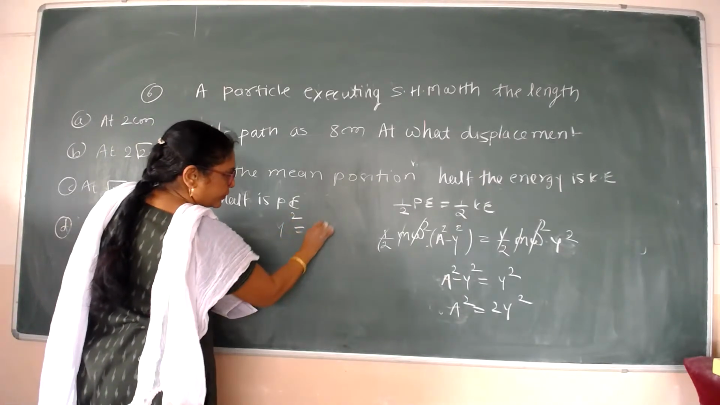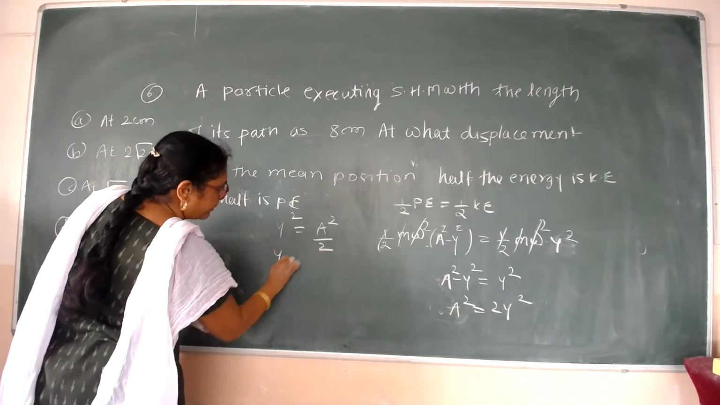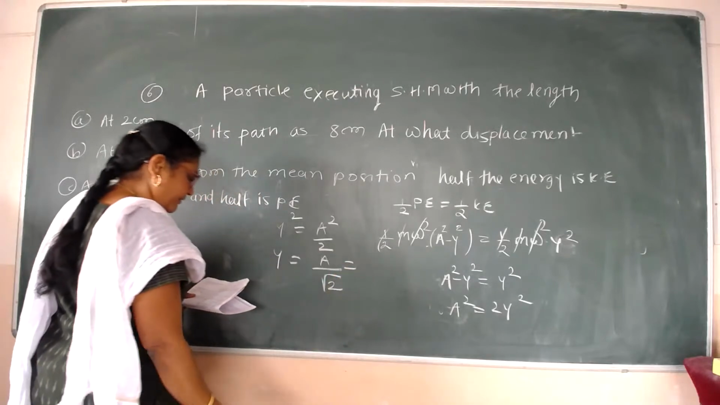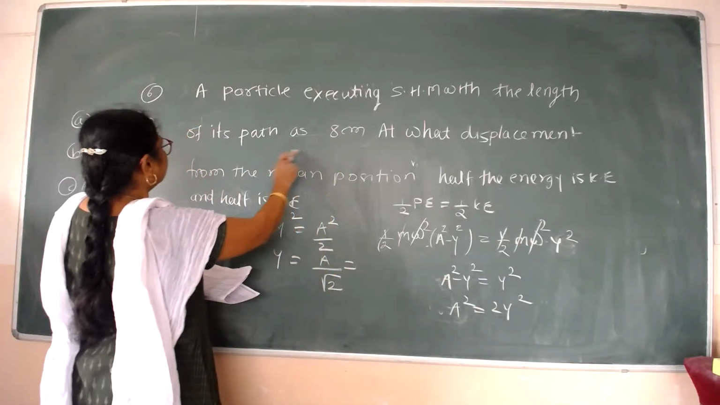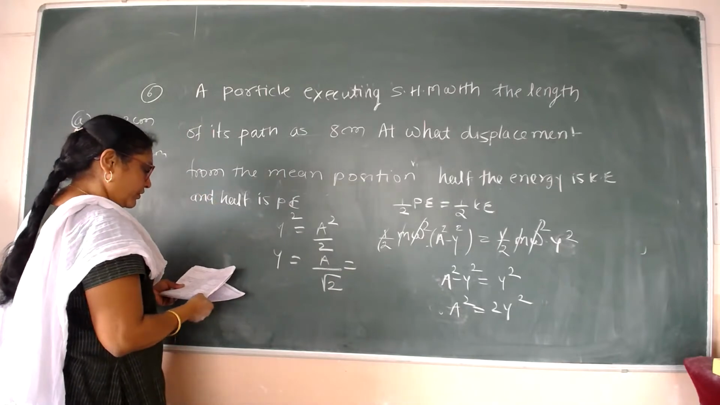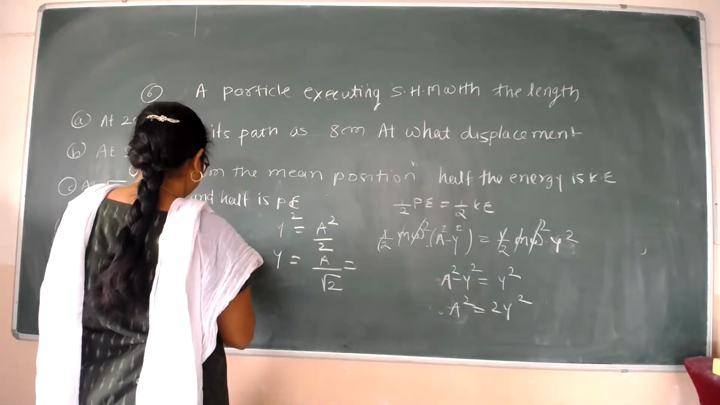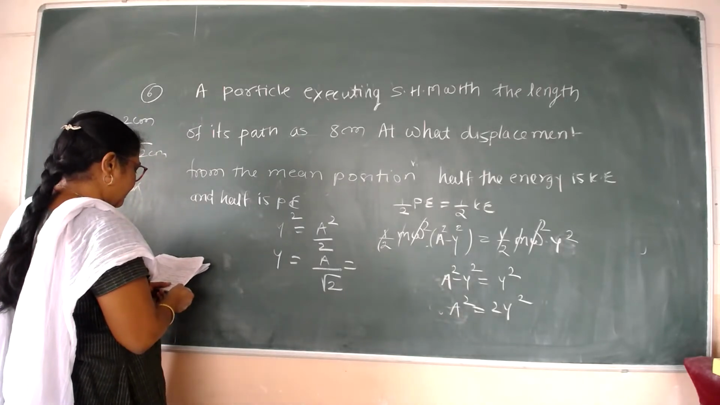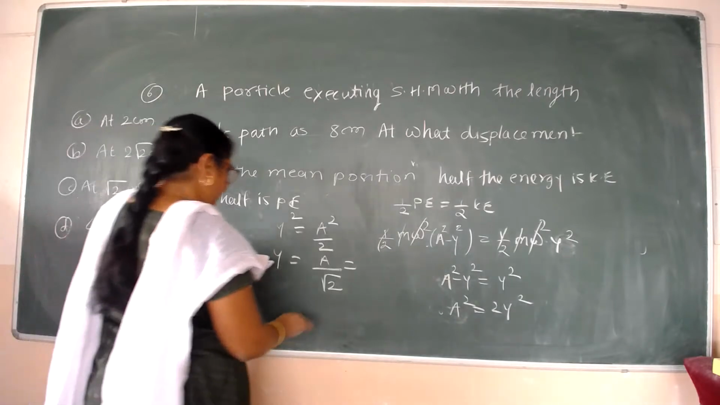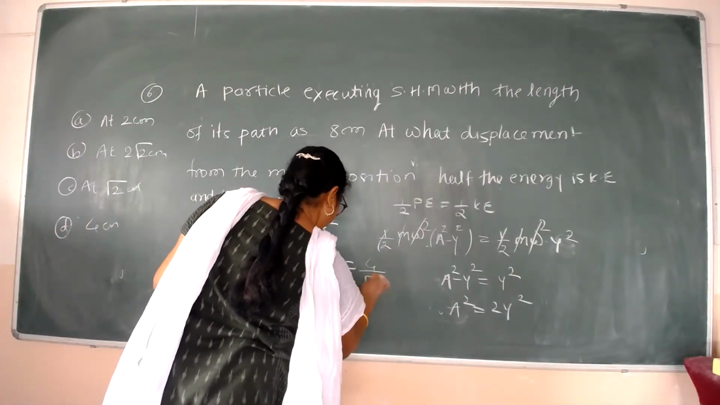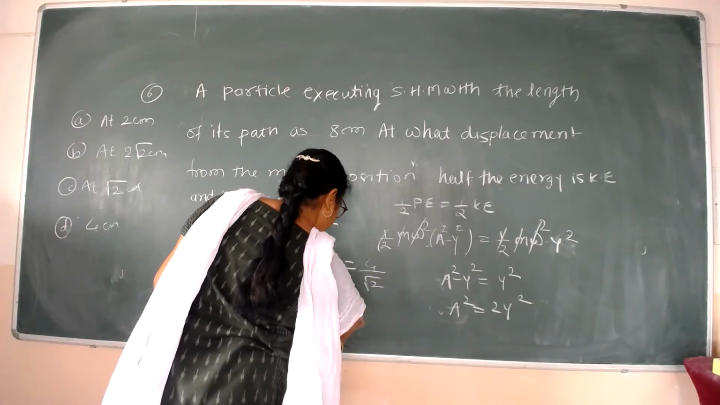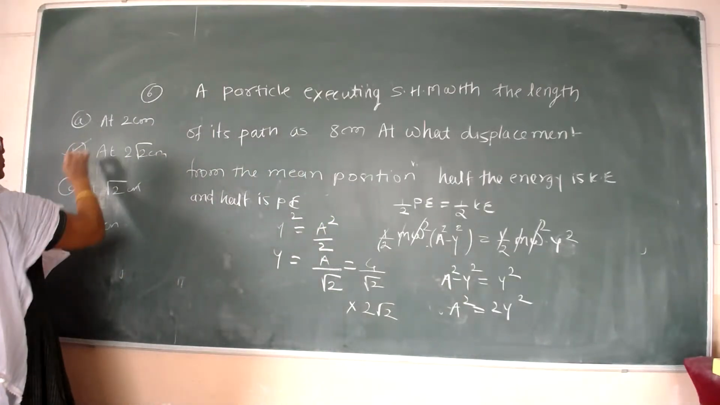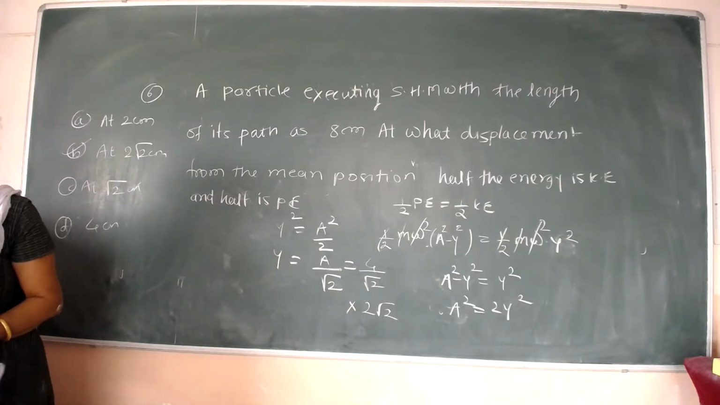Therefore y square is equal to A square divided by 2, so y is equal to A divided by root 2. The value of A is given: the length of the path is 8 centimeter, so the amplitude A is 4 centimeter. So y is 4 divided by root 2, and the answer is 2 into root 2. So option B is correct. So thank you, students.